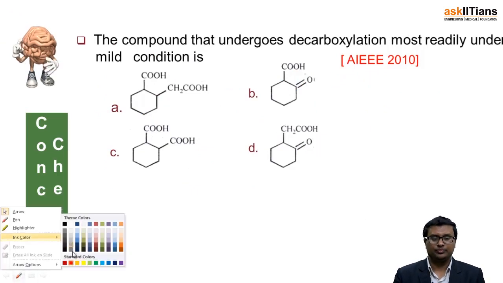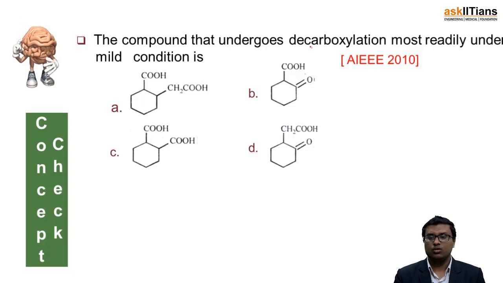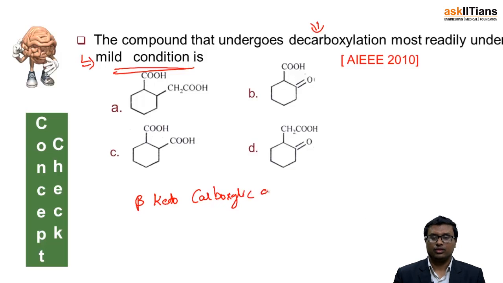Next question. So the compound that undergoes decarboxylation most readily under mild conditions, right? So here decarboxylation should take place, that too under mild conditions. This concept comes under the concepts of ketones. Whenever you have beta keto carboxylic acids, those beta keto carboxylic acids undergo decarboxylation very easily.